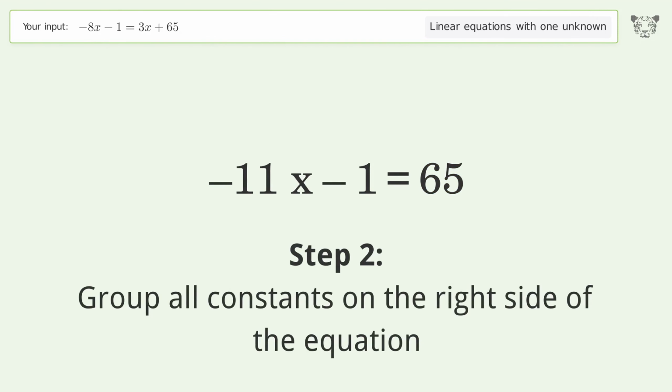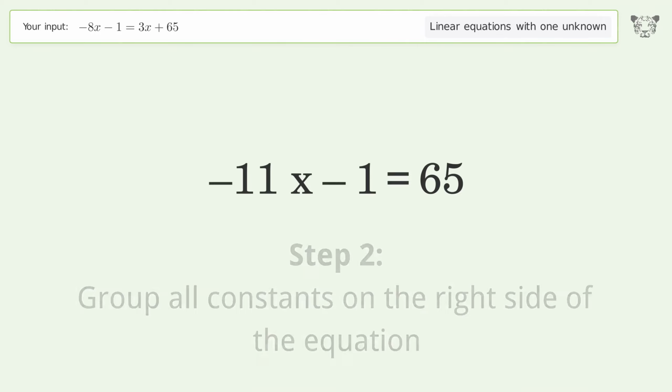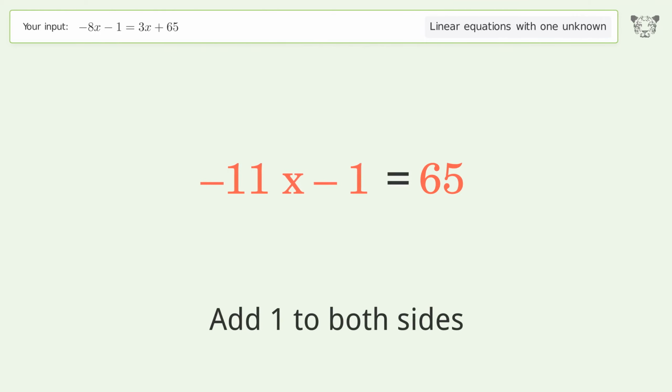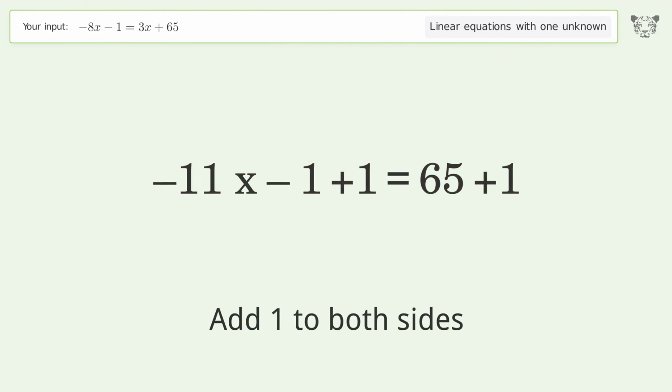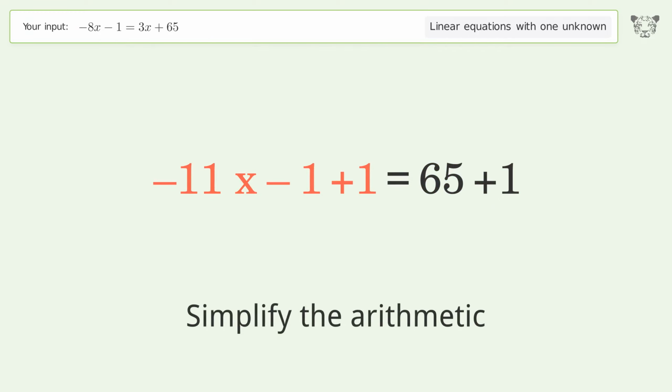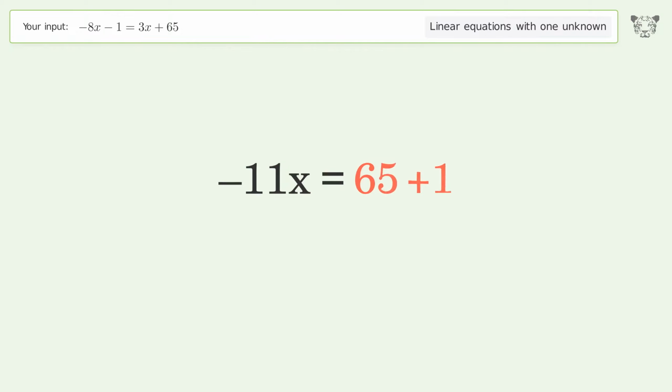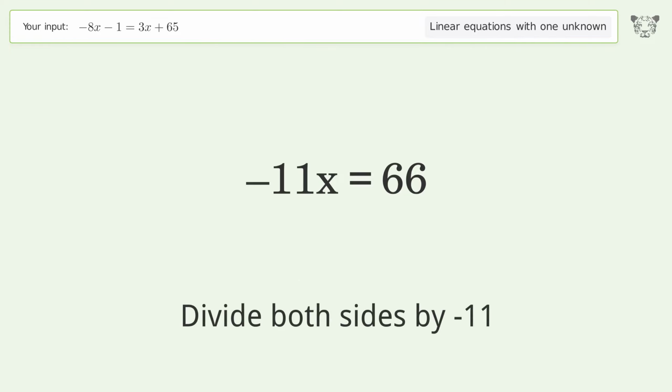Group all constants on the right side of the equation. Add 1 to both sides. Simplify the arithmetic. Isolate the x. Divide both sides by -11.